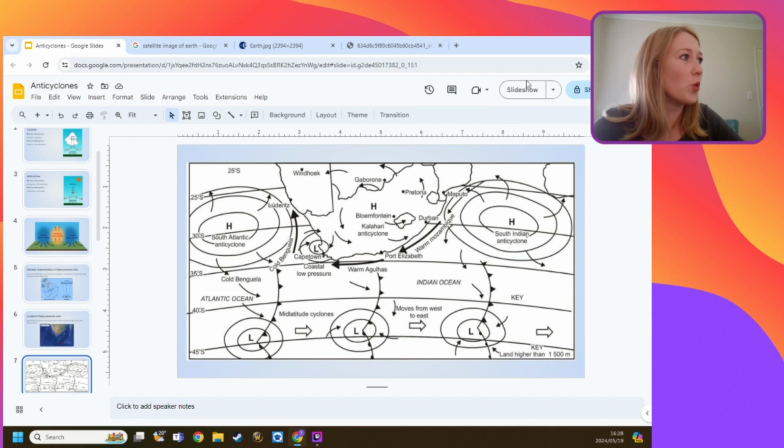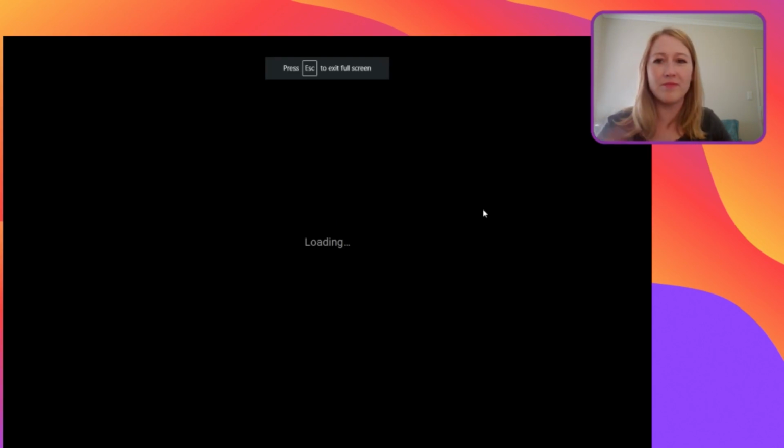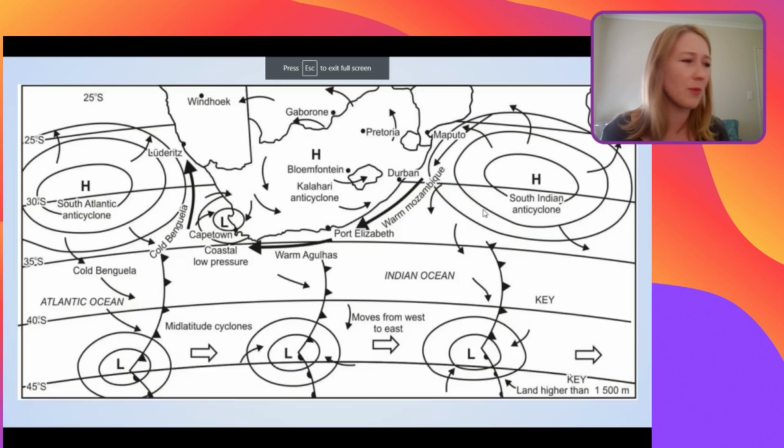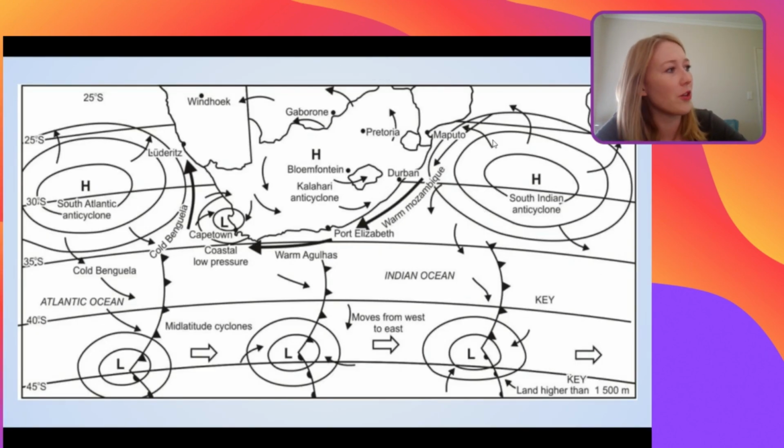So this is a normal map, or call it an average synoptic weather map of where we would find these anticyclones. So the South Indian one over here, you can see it's spiraling outwards, it is diverging, the wind is blowing away from it. It's blowing in an anti-clockwise direction. You can see it spiraling that. Here, same thing, South Atlantic anticyclone. You can see it spiraling outwards like that.